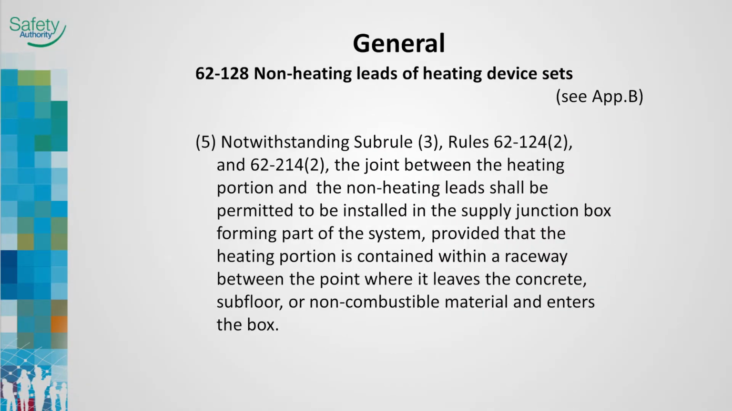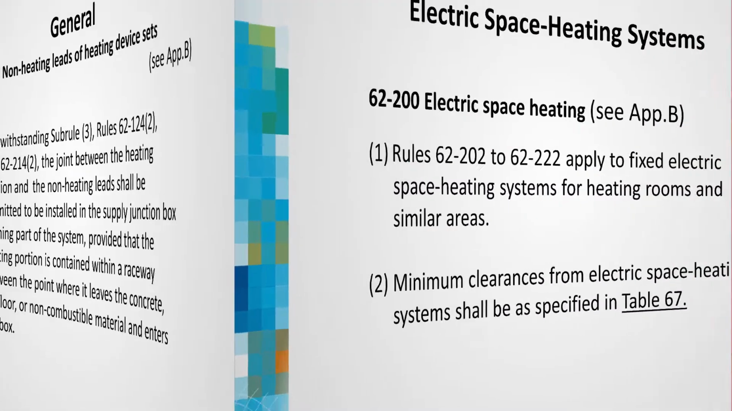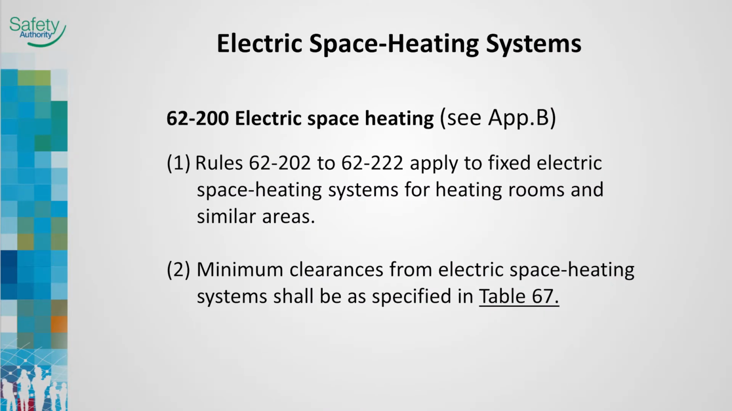It is acceptable to install a portion of the heating leads in a raceway leading to a junction box where connections are made to the non-heating leads. For example, where there are multiple heated areas controlled by one thermostat and a junction box is installed for splicing the heating leads.